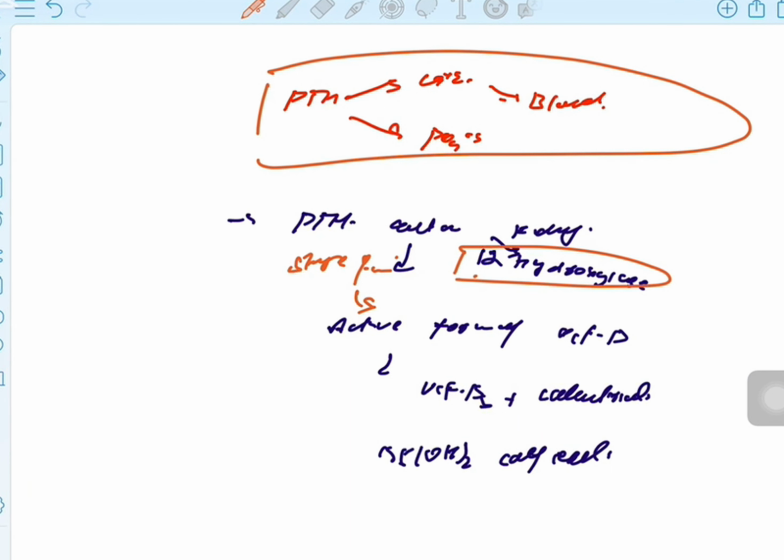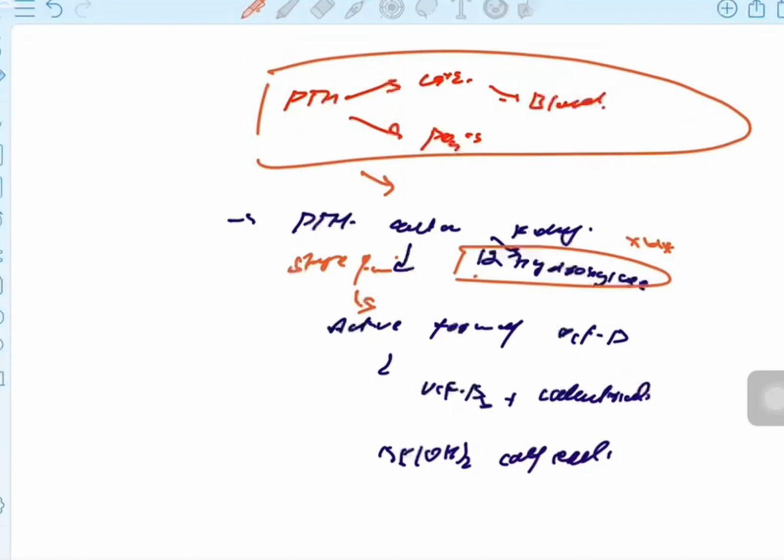Just take an example: if the parathyroid hormone is not produced, then the 1-alpha hydroxylase enzyme will not be activated. When the 1-alpha hydroxylase enzyme is not activated, it means that the storage form will not change into the active form. When the active form is not produced, it means that in our body there will be a deficiency of vitamin D. And what will be the result of the low level of vitamin D? We will see a low level of the calcium and the phosphate in the body.